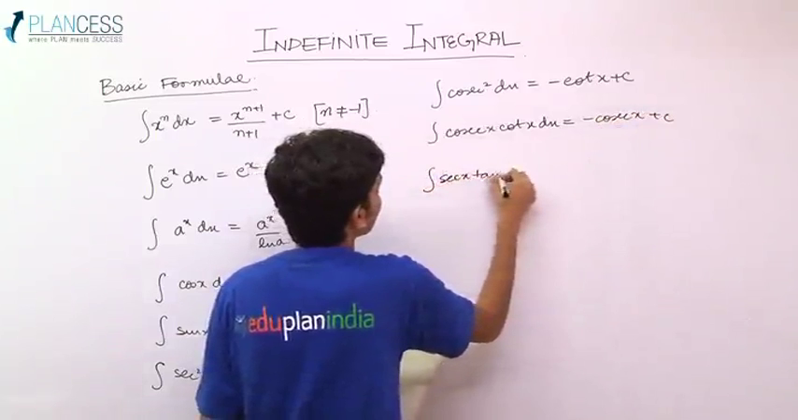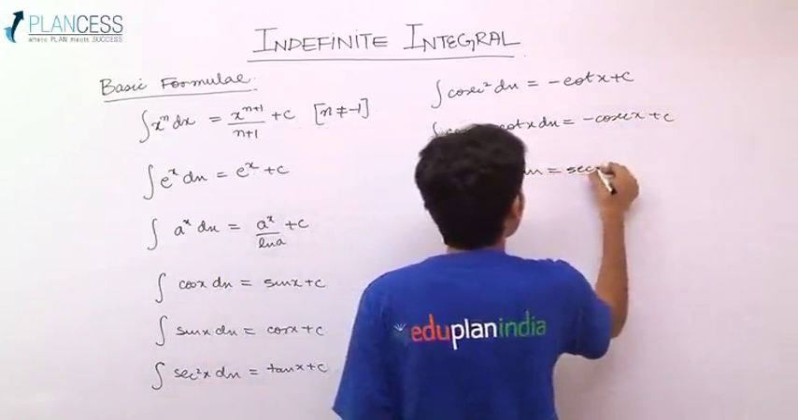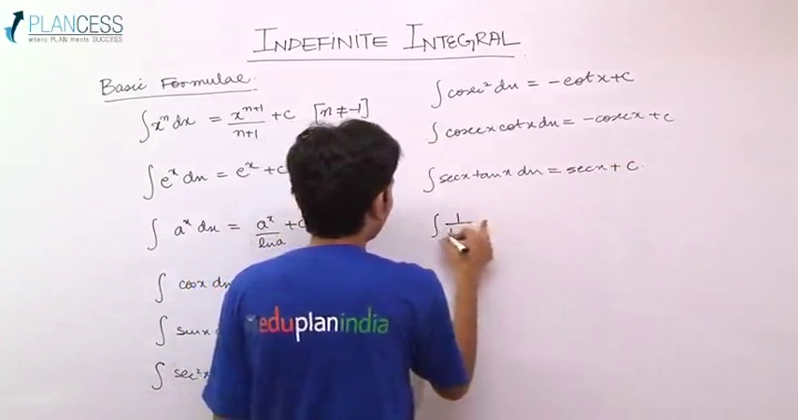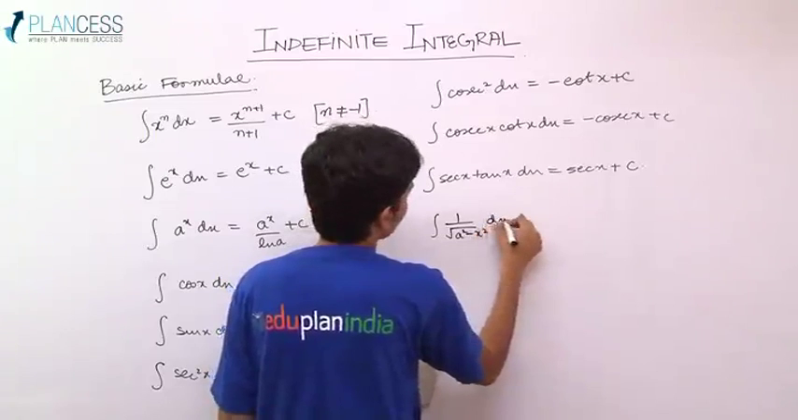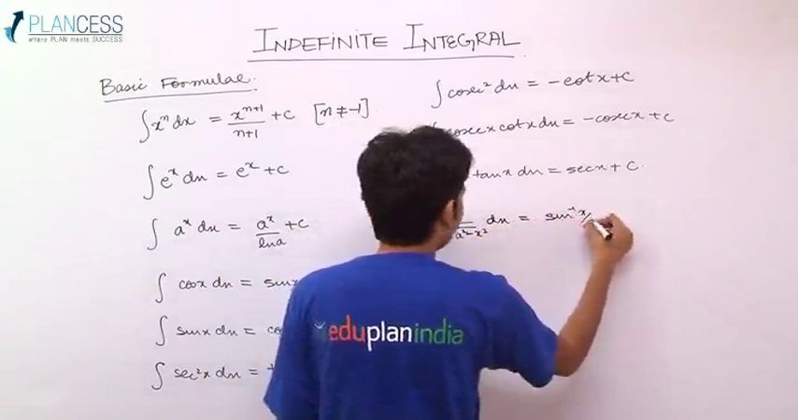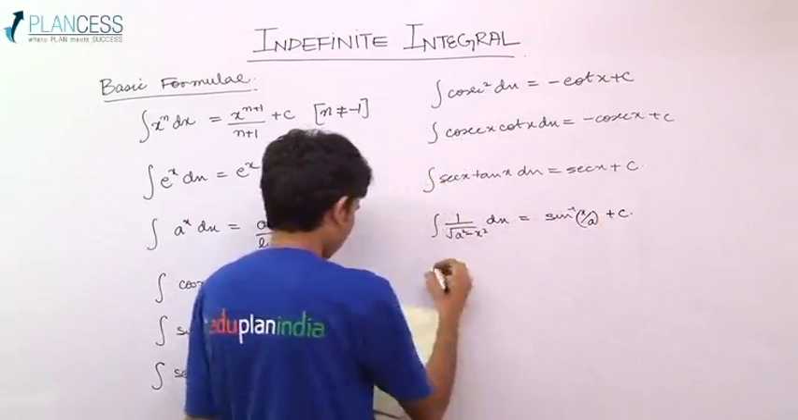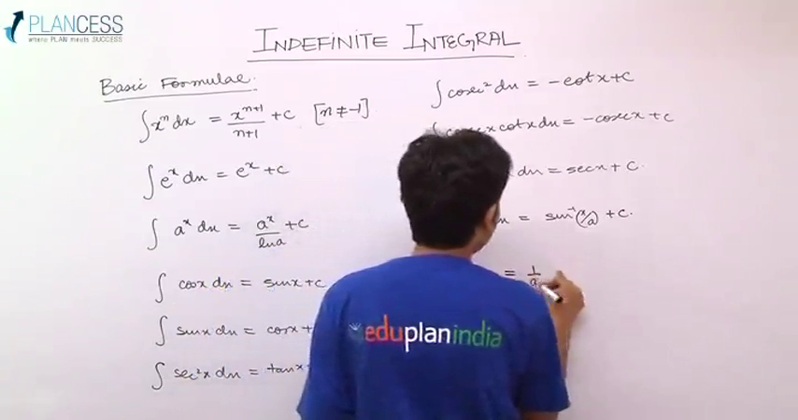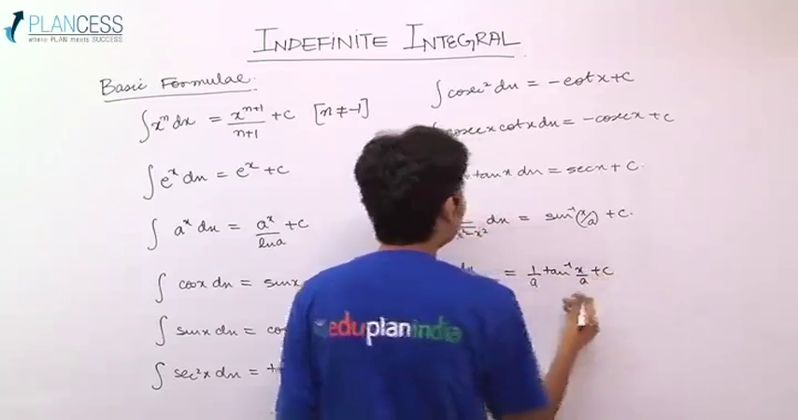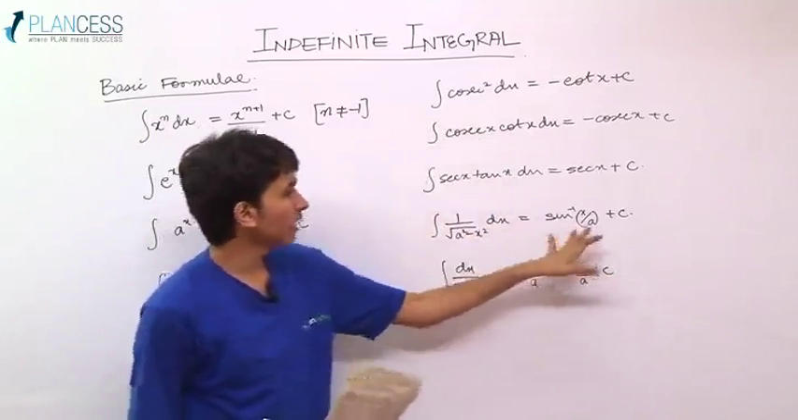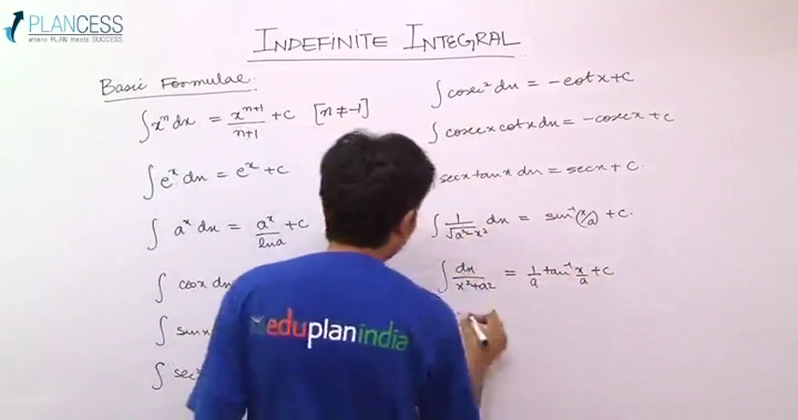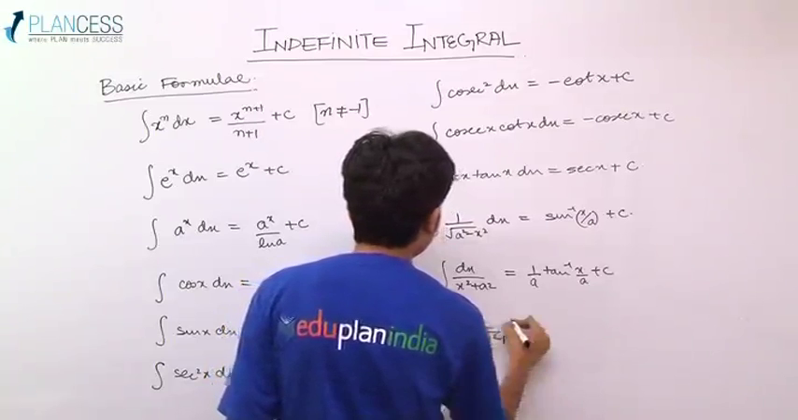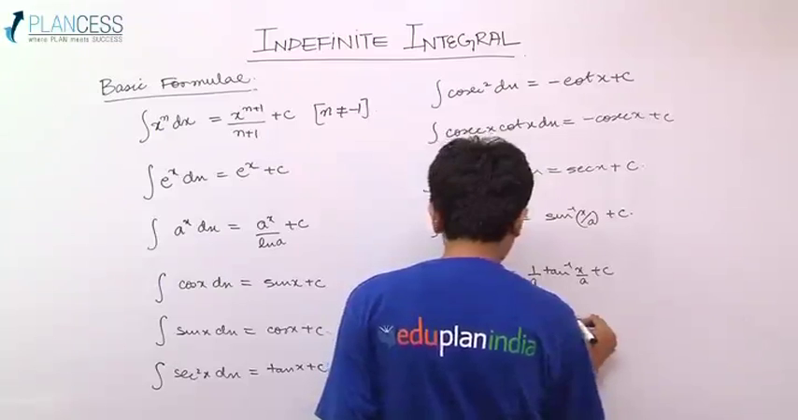Then we have sec x tan x dx is equal to sec x plus c, and then we have 1 upon root a square minus x square dx. You can see that this is sin inverse x by a plus c. And then we have dx upon x square plus a square, which is nothing but 1 by a tan inverse x by a plus c. Okay, if you remember the derivative of sin inverse and tan inverse x, differentiating this will give you precisely this, and so for this. And then we have, remember, the derivative of sec inverse, the integral of 1 upon x root x square minus 1 dx is sec inverse x plus c.